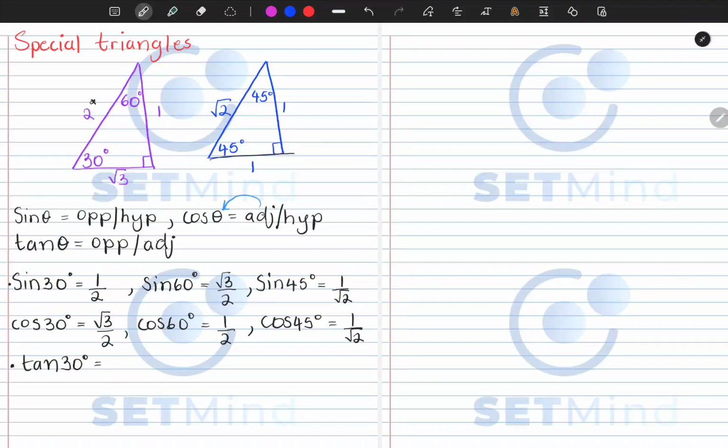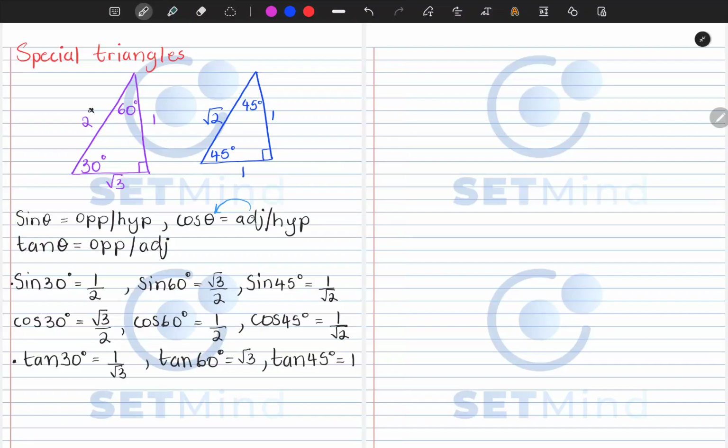So tan of 30 degrees, we are here, so it is always opposite over the adjacent. So it will be 1 over square root 3. Then let's have a look at tan of 60 degrees. It should be very easy. We're at 60 degrees. What is opposite is square root 3. What is adjacent is 1. So this will end up being square root 3. And then let's go and do tan of 45. Tan is opposite divided by the adjacent, which will be 1 over 1. So the answer will be 1.